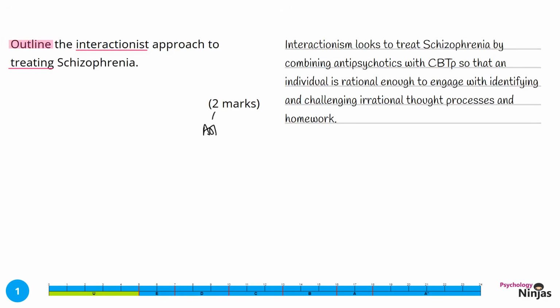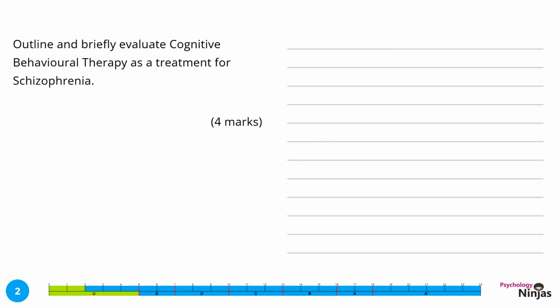Interactionism looks to treat schizophrenia by combining antipsychotics with CBTP, so that an individual is rational enough to engage with identifying and challenging irrational thought processes and homework. We've identified within our response that this is a combination of biological and non-biological treatments. You could do other forms of non-biological treatments here, and we've explained what the process is and why this is useful in terms of making people rational enough to engage with those non-biological therapies.